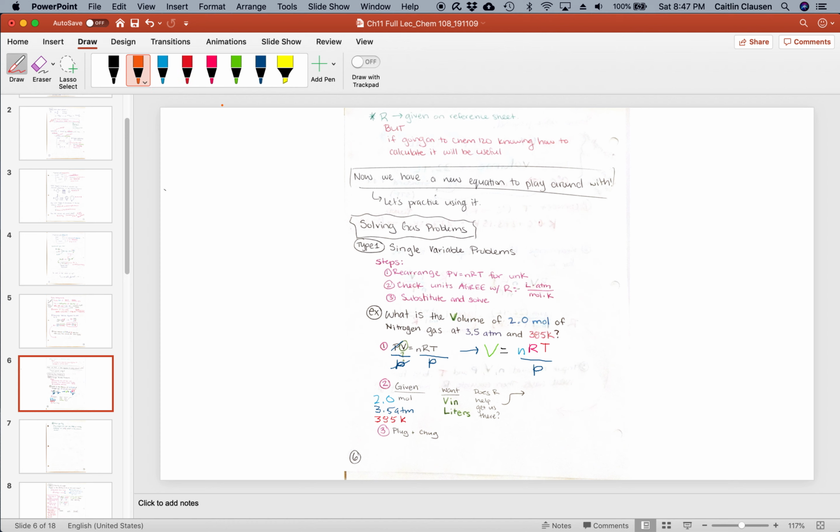R is, in terms of units, we just calculated it, atmosphere liters per mole Kelvin. We have moles, we've got atmosphere, and pressure is in atmosphere, we have temperature in Kelvin, and we're looking for liters. So we have all the correct units, and we can just plug and chug now.